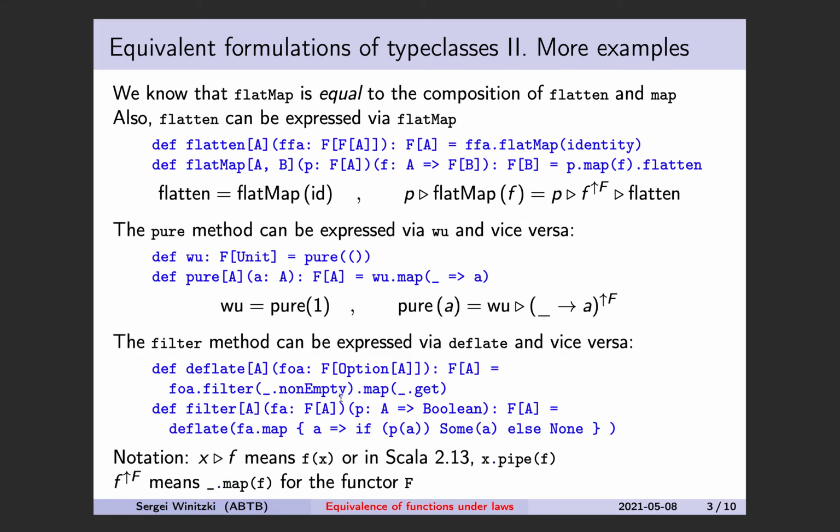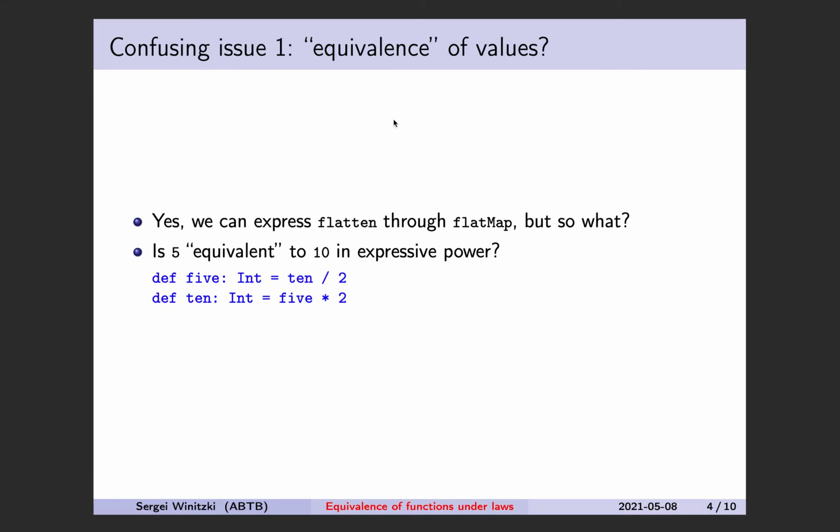So there are all these examples where different type class methods are equivalent. This is the monad type class, this is the pointed type class, and this is the filterable type class. There are other examples as well. So let's now talk about my confusion, which is, first of all, what is this equivalence? Yes, we can express flatten through flatMap, but so what? We can express 5 through 10, and we can express 10 through 5.